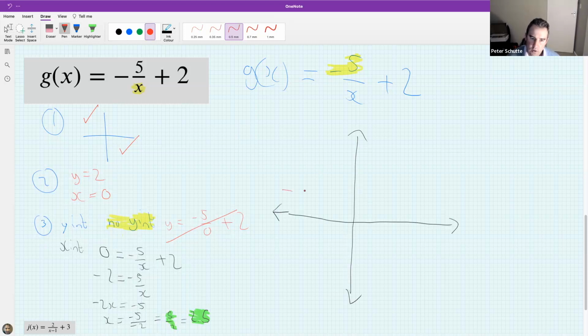Y is equals 2. Now, here's the funny thing. If the line falls on the, so where is x equals 0? So x equals 0 is actually this line. Now, if the asymptote falls on the axes, you don't have to draw it again. So the only asymptote you have to draw is the horizontal one, which is y equals 2. The reason you don't have to draw the x equals 0 is it's literally on the y-axis.